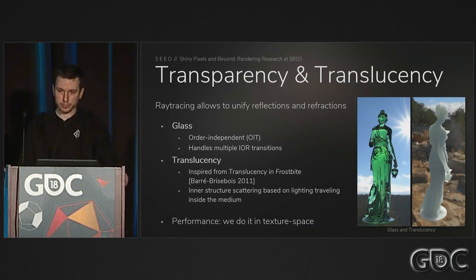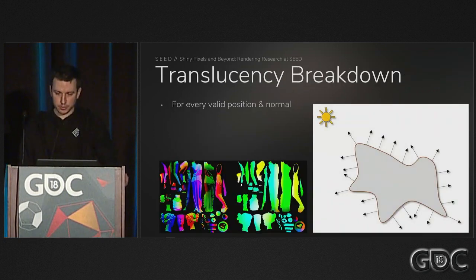Another thing that's cool with ray tracing is that we can actually have the light travel and scatter inside the medium for all the lights and take shadows into account, so we get a more convincing translucent result. And it can also be fully dynamic. So for this demo, like Johan said, we did it in texture space, but obviously you can do it in whatever space you want, or screen space, whatever. So here's a breakdown of how we compute translucency.